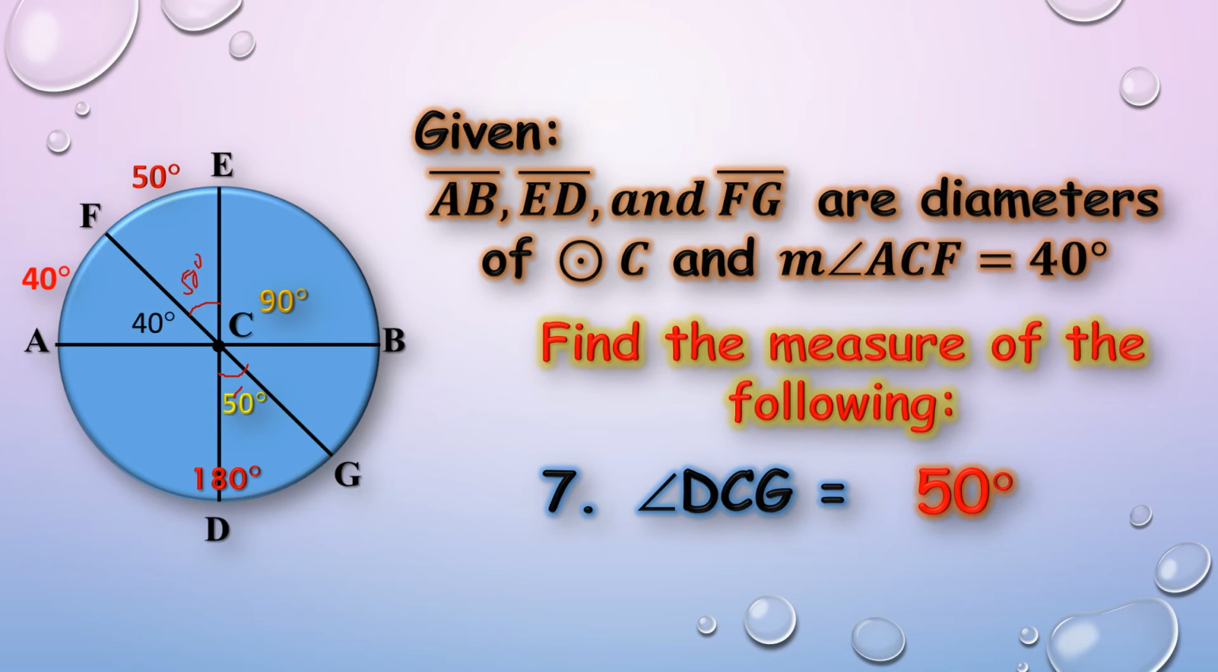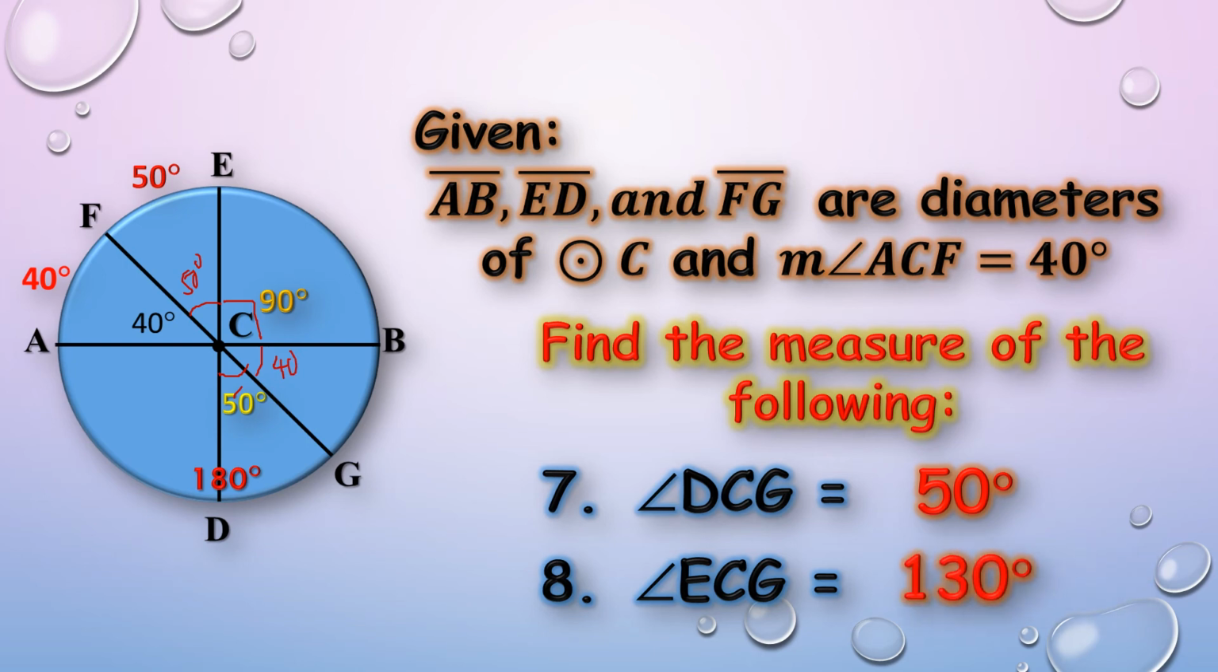Okay, number 8. Angle ECG. Okay, angle ECG, so that is 90 here, plus this other one, which is 40, so that is 130 degrees, our angle ECG. Then next, 130 degrees. Okay?